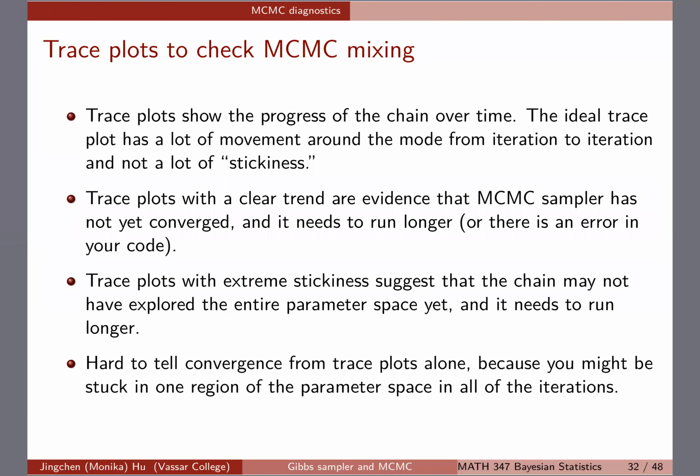Another thing to do is to check how well the MCMC is mixing, and we are able to use what we call a trace plot. So it's showing the progress of the chain over time. So pretty much you're plotting the values of each parameter across the draws. Okay? And you're plotting it by time index, in a sense that by the index of the iteration.